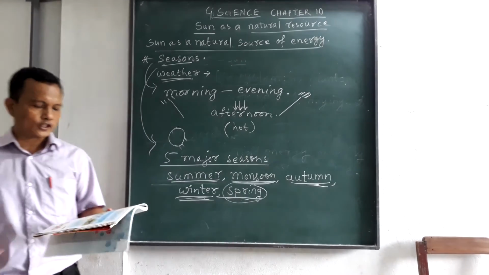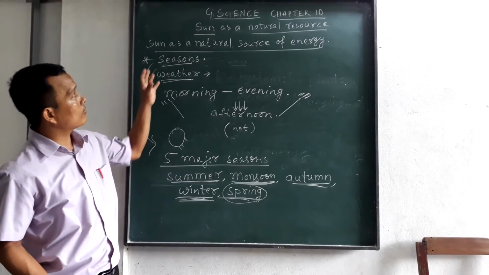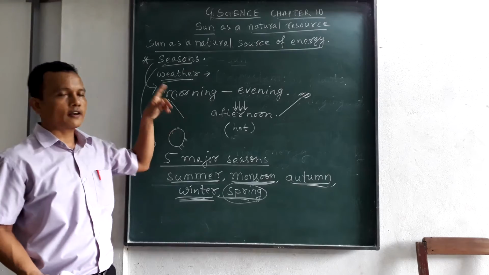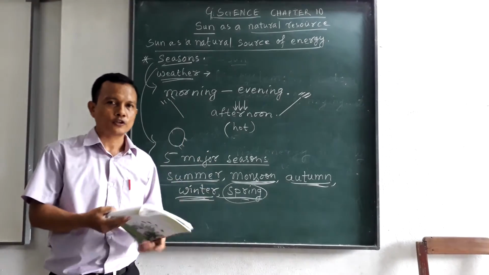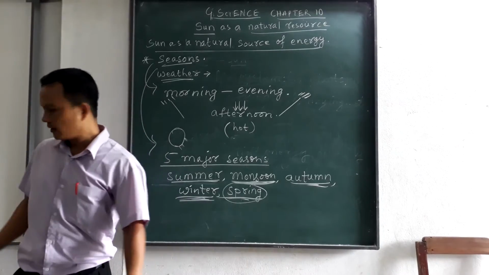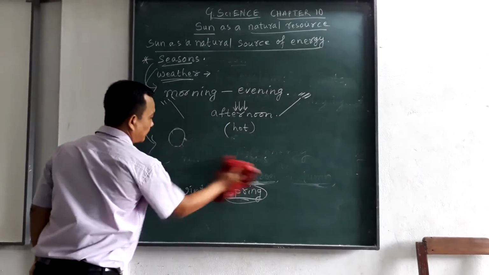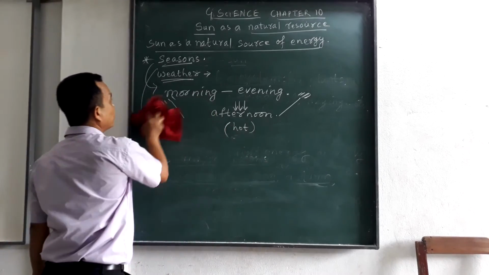Let us come to the next point. So this is very simple. Because of the presence of the sun, all these things are created, all the seasons we experience. Had it been no sun, all these things we would not experience. Now let us come back to the next objective.